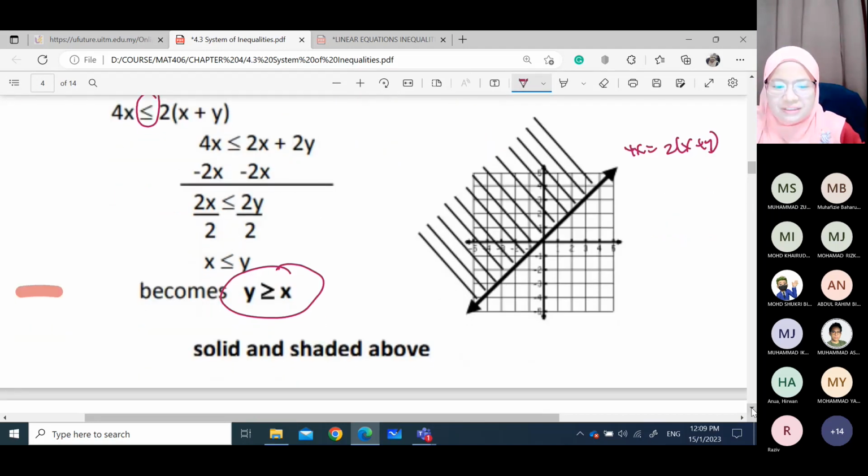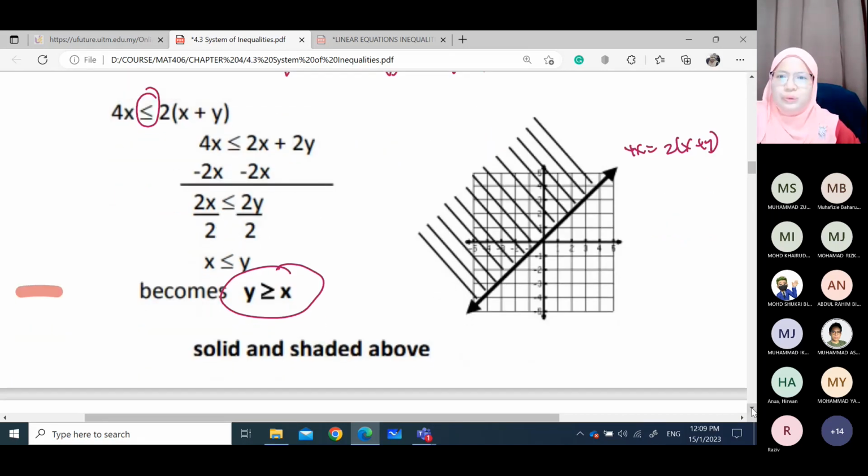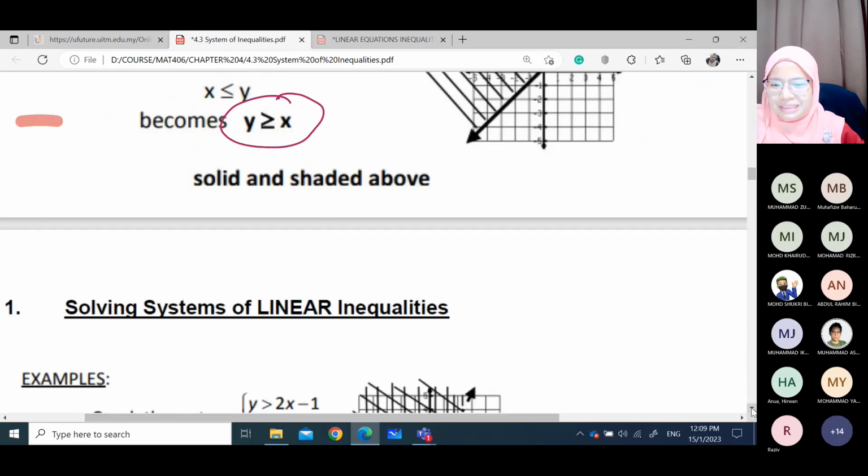Faham ya? Ada soalan tak setakat ni untuk yang ini? Tak ada.